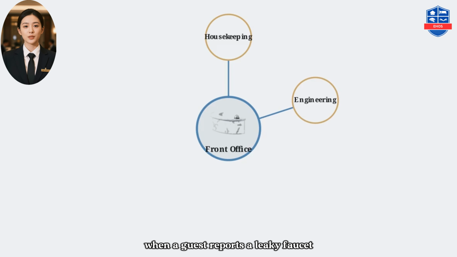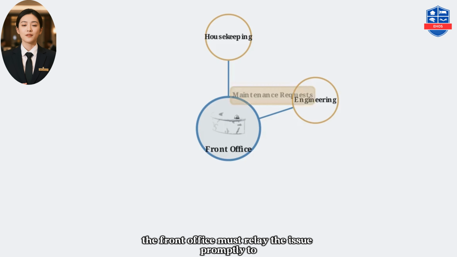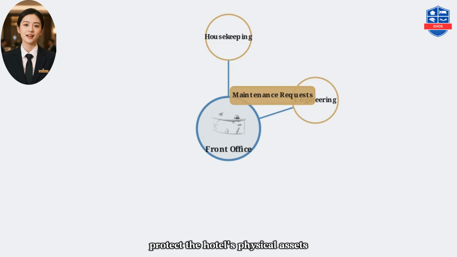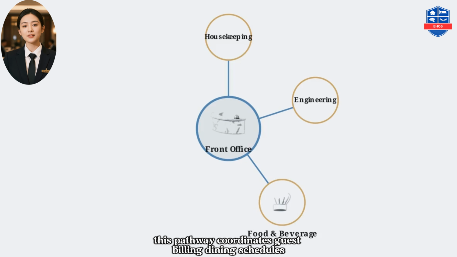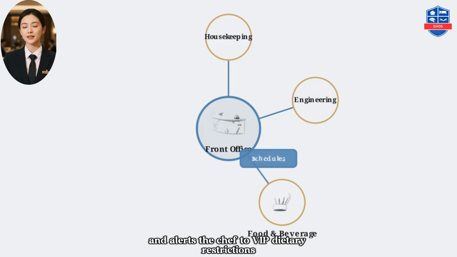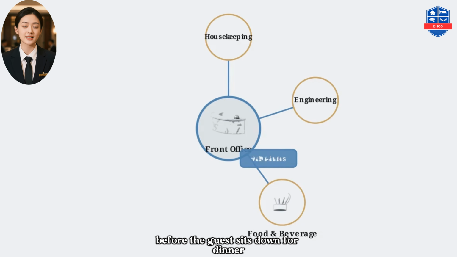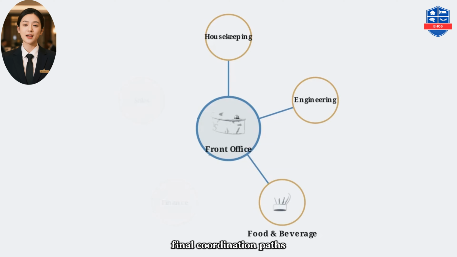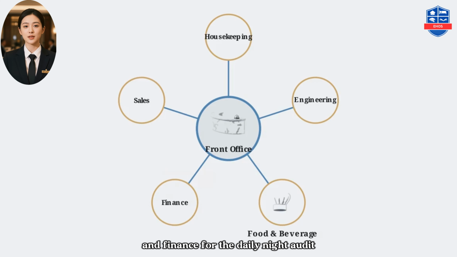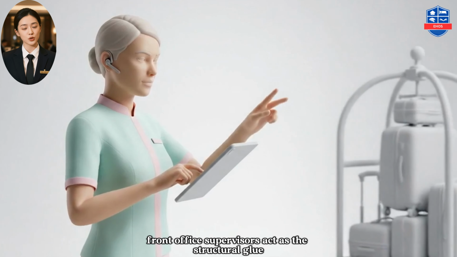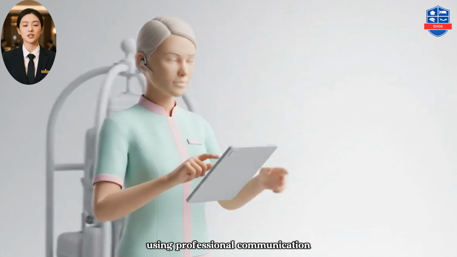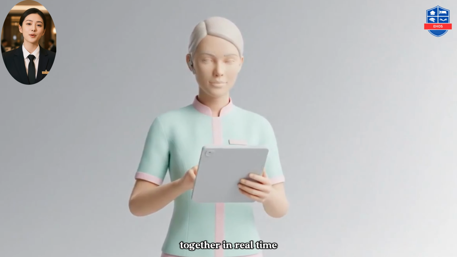When a guest reports a leaky faucet or a flickering light, the front office must relay the issue promptly to protect the hotel's physical assets. A similar critical path links the desk to food and beverage. This pathway coordinates guest billing, dining schedules, and alerts the chef to VIP dietary restrictions before the guest sits down for dinner. Final coordination paths connect to sales for group bookings and finance for the daily night audit. Front office supervisors act as the structural glue, using professional communication to hold these specialized functions together in real time.